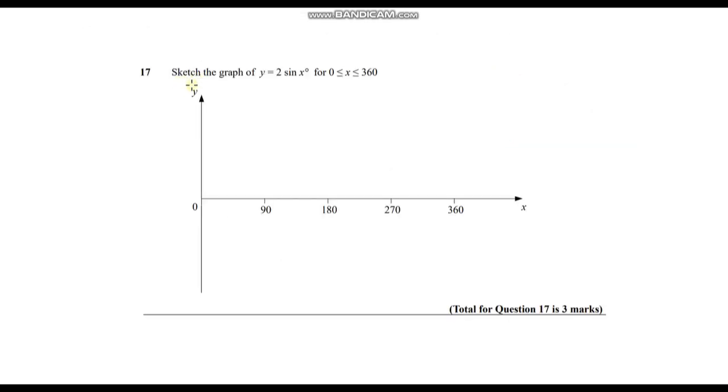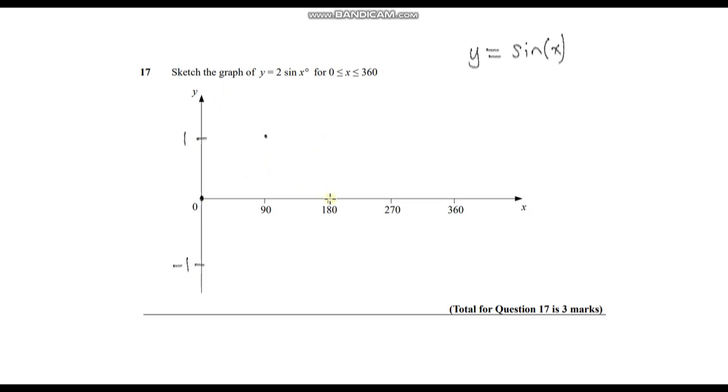Question 17. Sketch the graph of y equals 2 sine of x for x values between 0 and 360 degrees. So first of all, let's think about what the graph of the equation y equals sine of x would look like. Well, sine of x starts at 0, and then sine of 90 degrees will be 1. Let's just say 1 is here. We're not given any axes. Let's just write on 1 and -1 for our y-axis.